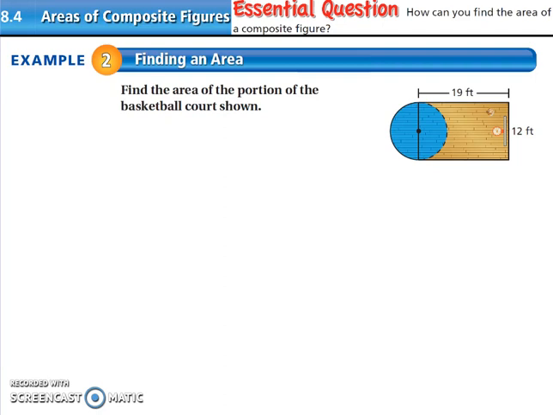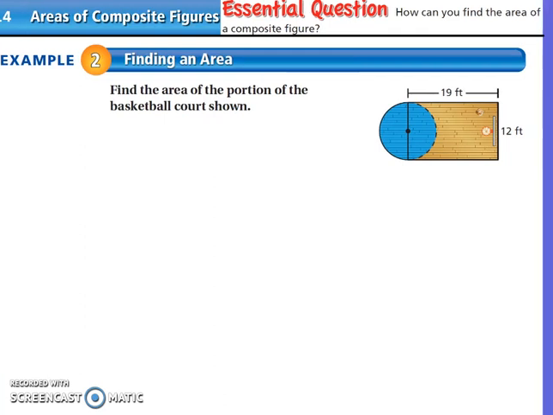A composite figure is simply two shapes put together to form a new shape. So for example, if we are looking at the basketball court shown below, we can see that it is made of two shapes. We can see this first rectangle, but then the brown area shown to the right is not really a shape that we recognize. So what we can do is split this up into the shapes of a rectangle and a semicircle. And that would look something like this.